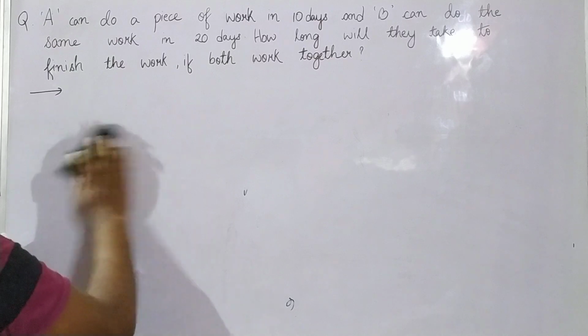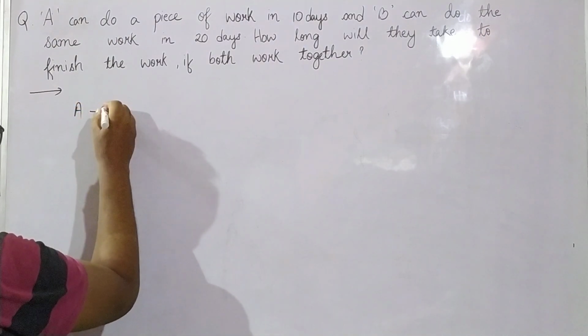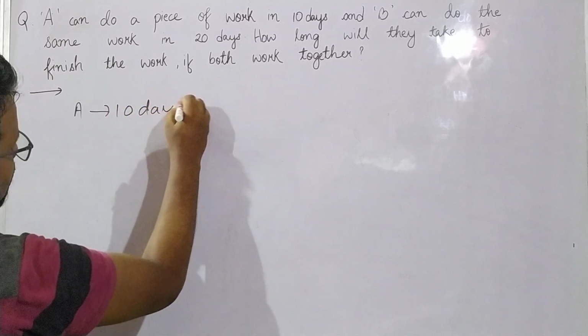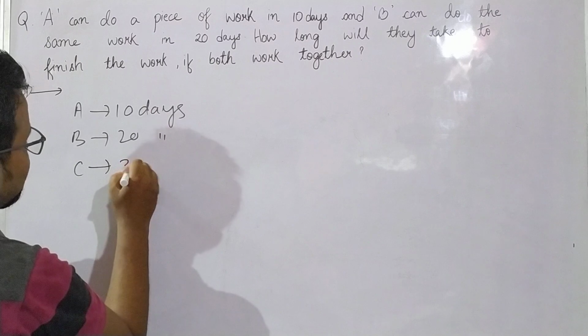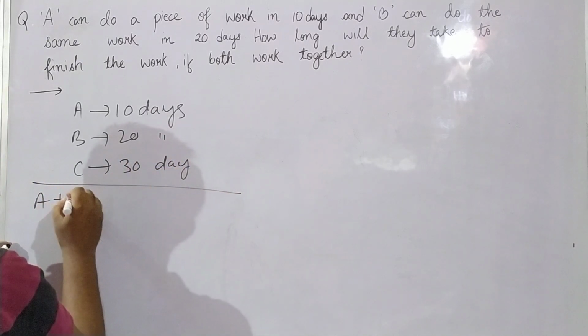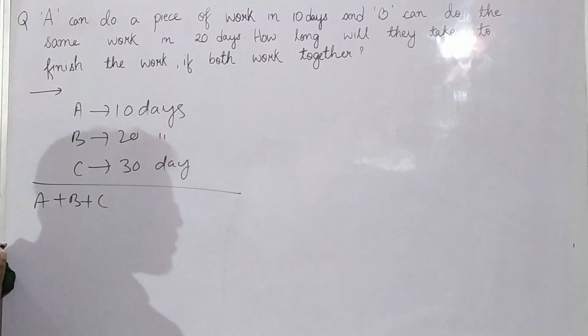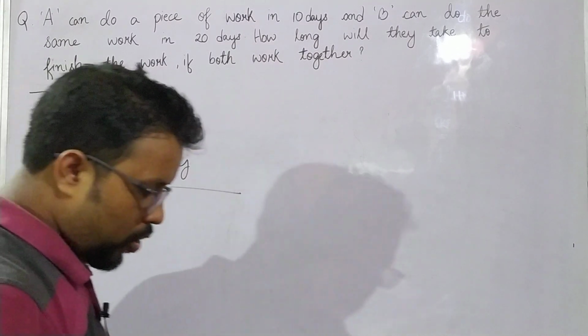Suppose A does a work in 10 days, B does the same work in 20 days, C does the same work in 30 days. My question is, if A, B and C start working together, in how many days will the work be completed?